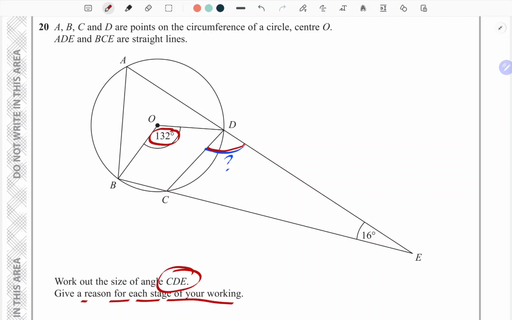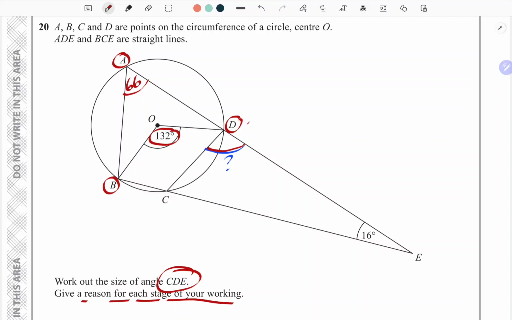If we know the angle at the center and the same points, B and D, are then joined to the circumference, i.e. at the edge, then we know that this angle is going to be half the angle at the center. And so that is going to be 66. Bear with me, I said the wrong number there. Try that again.